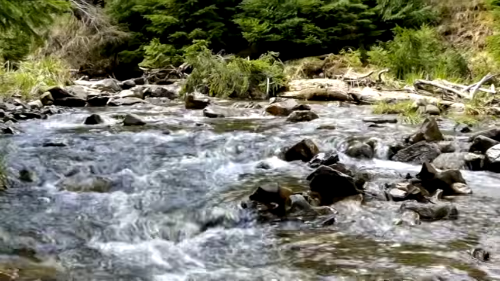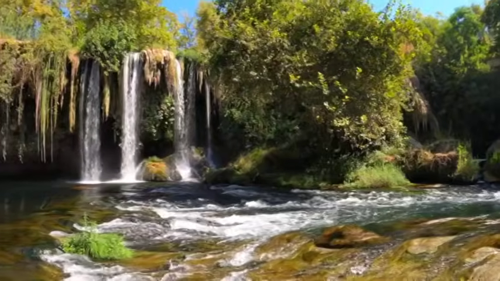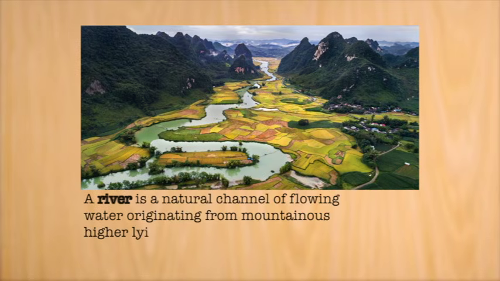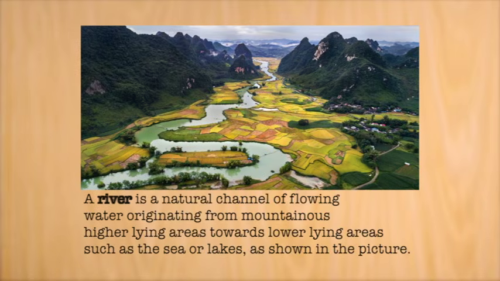Since our topic is about river processes, we are going to start by explaining what a river is. A river is a natural channel of flowing water originating from mountainous, higher lying areas toward lower lying areas such as a sea or lake, as shown in the picture.